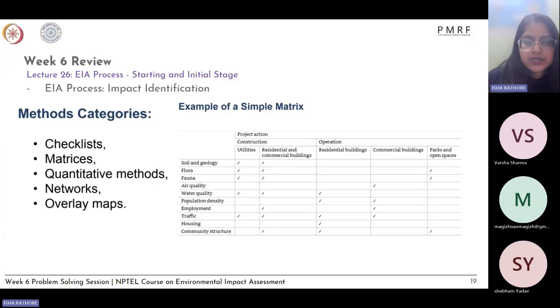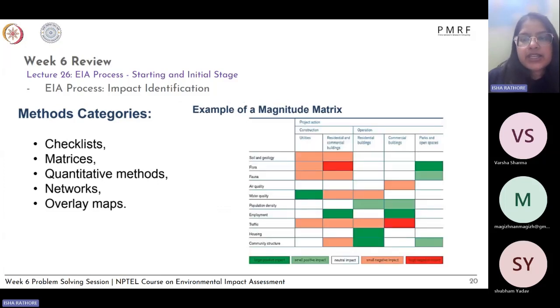You can identify them using these simple matrices, or you can use magnitude matrices, where you have color-based and significance-based, similar sort of impact assessment. So you have, let's say, the development of this project is going to have a largely negative effect. Development of residential and commercial buildings is going to have a very large negative impact on the flora of the project site, whereas parks and open spaces are going to have a large positive impact in terms of flora.